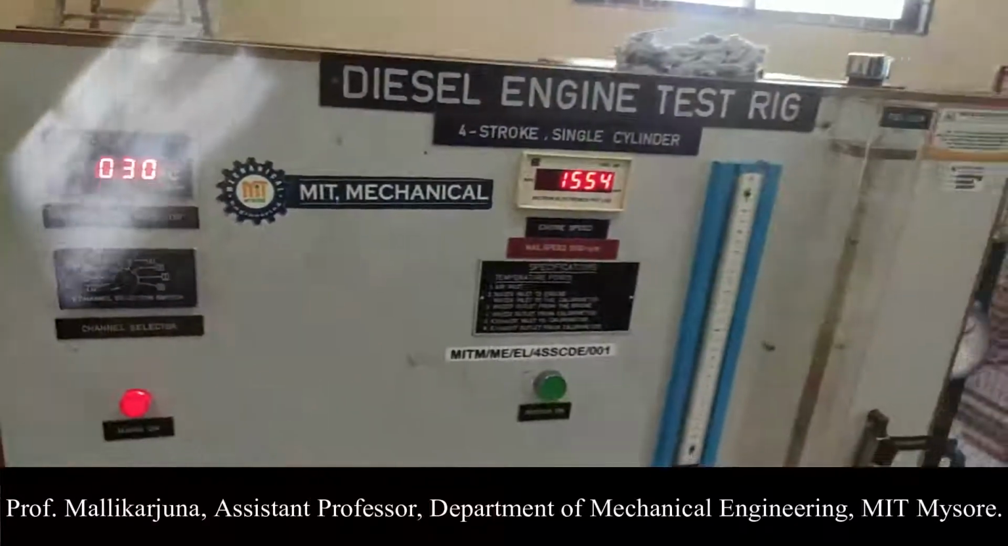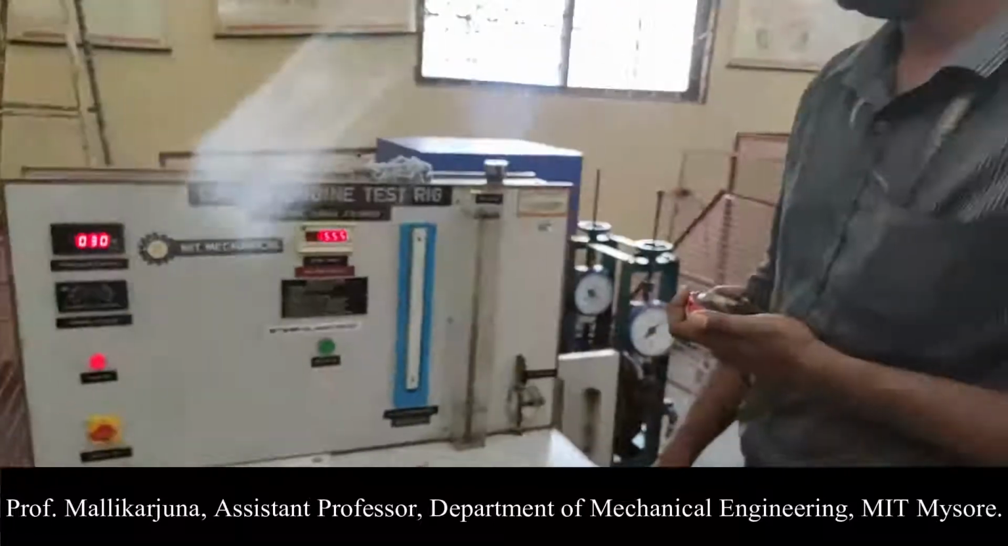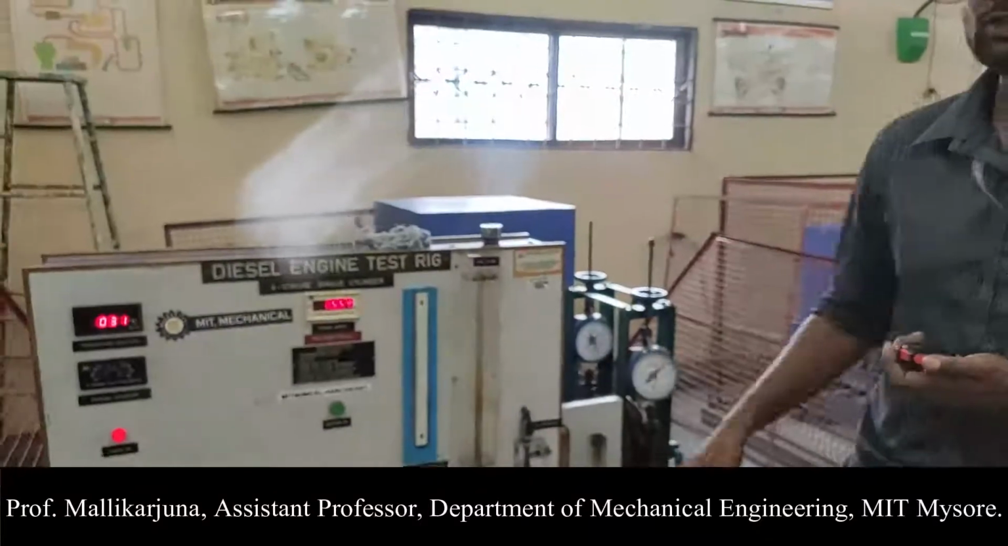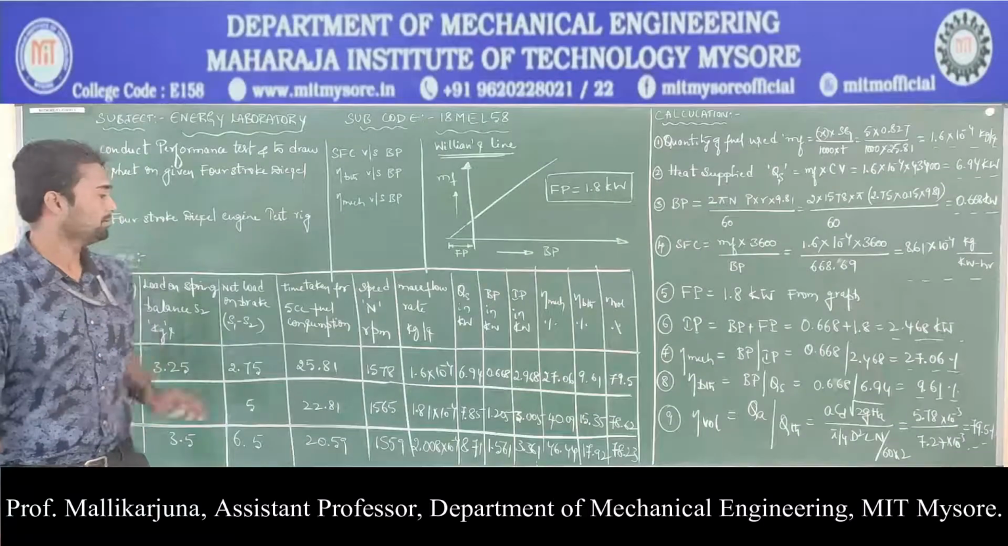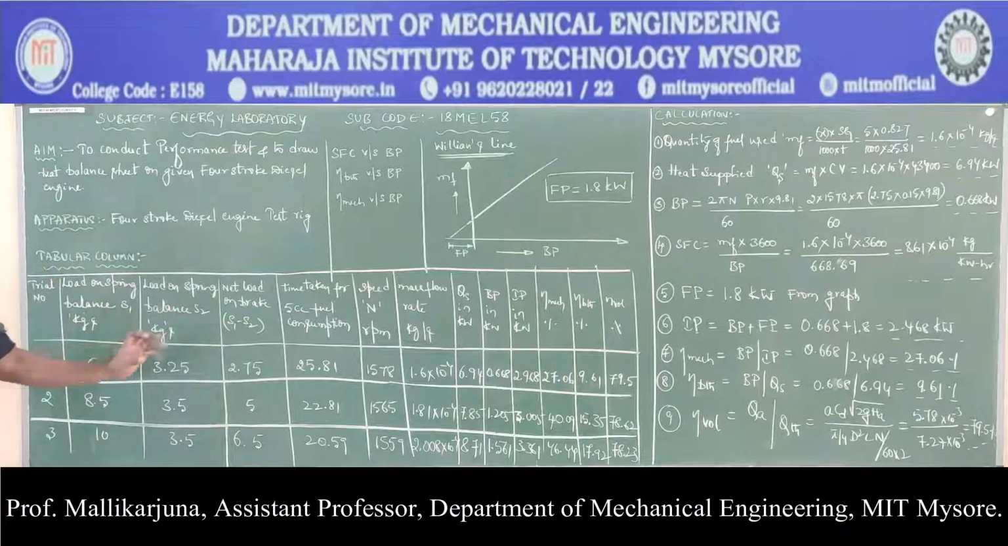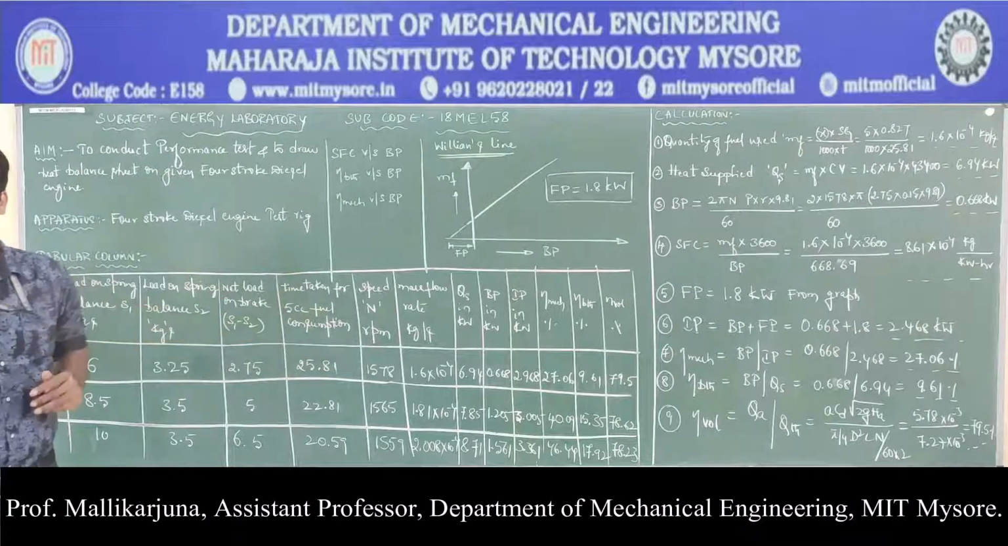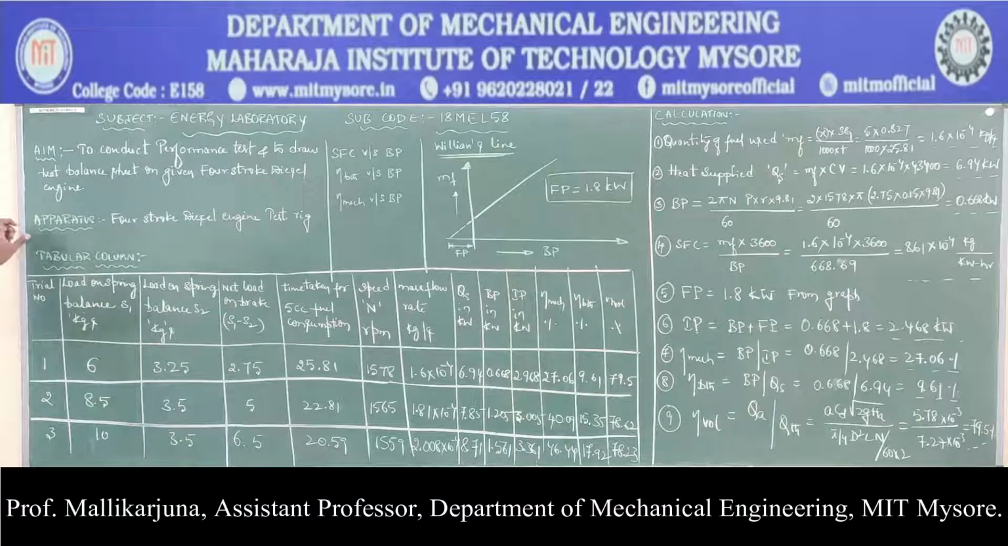Now all the trials, all the experimental readings are noted down. Okay, now we have conducted the experiment. We have the tabulated values with us now. Let us look at the tabular column. We have conducted 3 trials. Let us look at one particular trial.